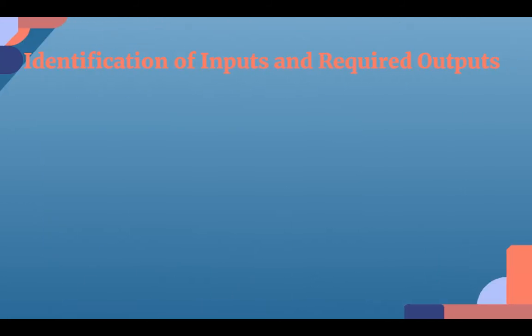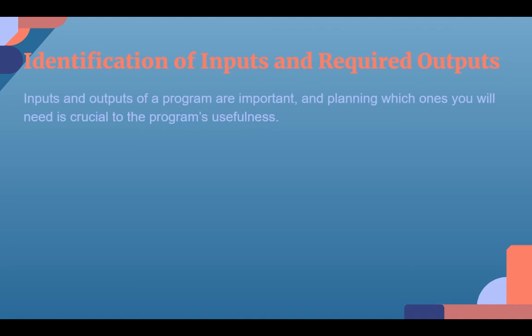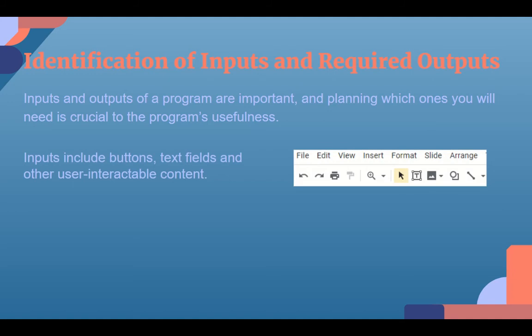Identification of inputs and required outputs. Inputs and outputs are important, and the planning of which ones to use is crucial for the program. Inputs include buttons, text fields, and other user interactable content. The input for a programmer would be something that the end user does to make the program then do something.